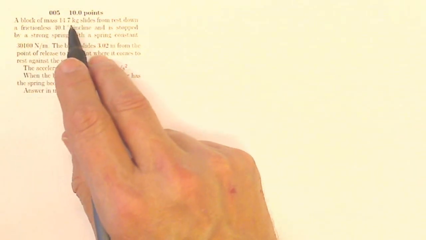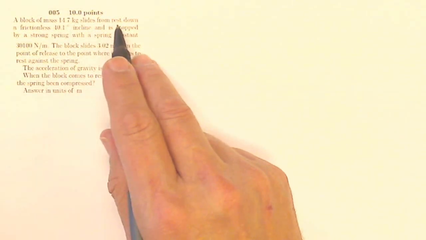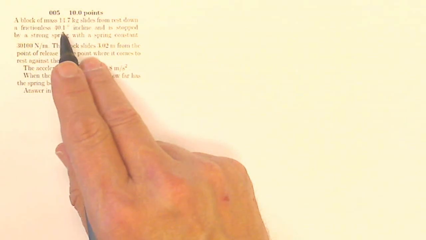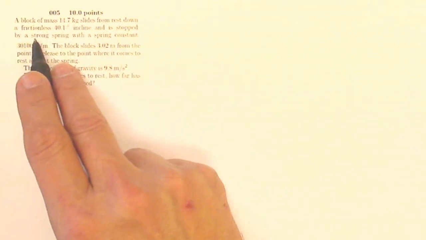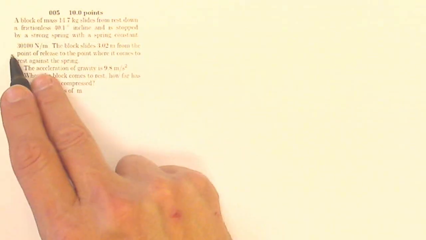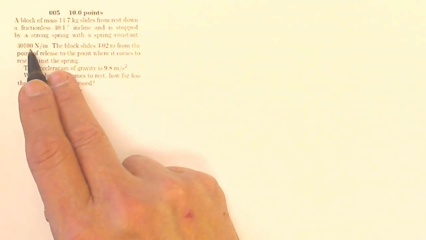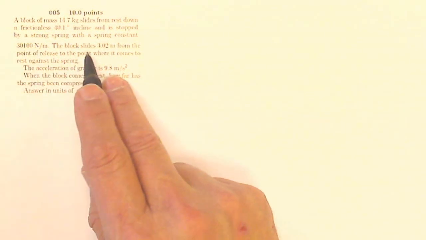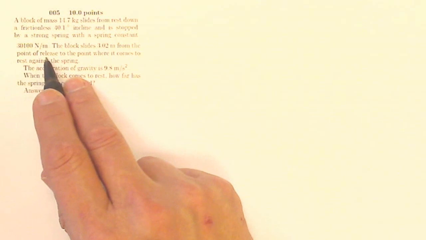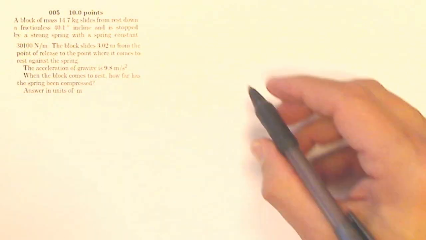A block of mass 14.7 kilograms slides from rest down a frictionless 40.1 degree incline and is stopped by a strong spring with a spring constant 30,100 newtons per meter. The block slides 3.02 meters from the point of release to the point where it comes to rest against the spring.